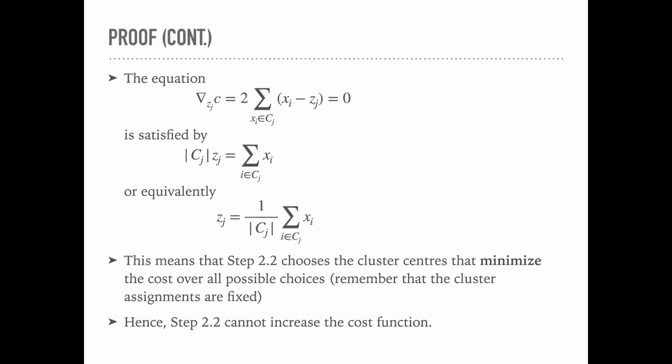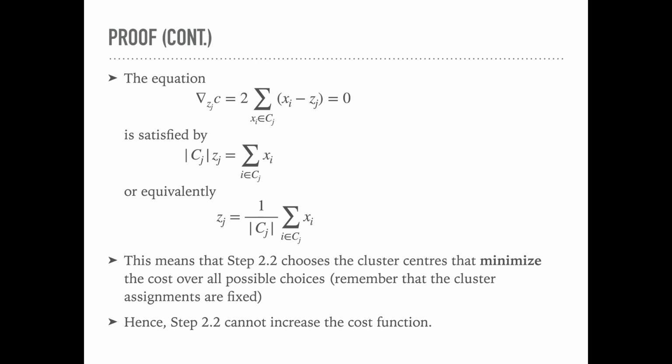And if we want to find the minimum, we need to set that thing to 0. And then we can do some algebra. Okay, the zj doesn't depend on i. So you just get the number of things in a cluster. So that term appears in the sum as the absolute value of cj times zj, and the other thing turns out to be the sum of the xi's, or equivalently zj is equal to the average of the xi's.